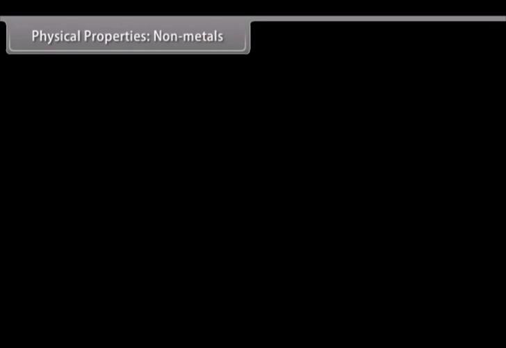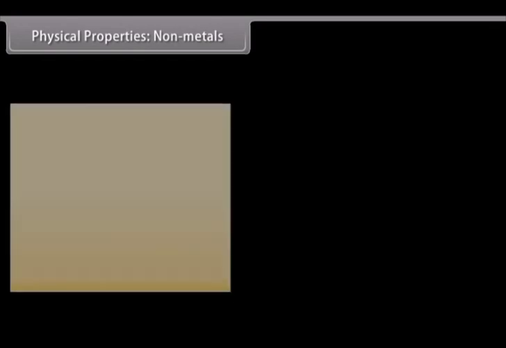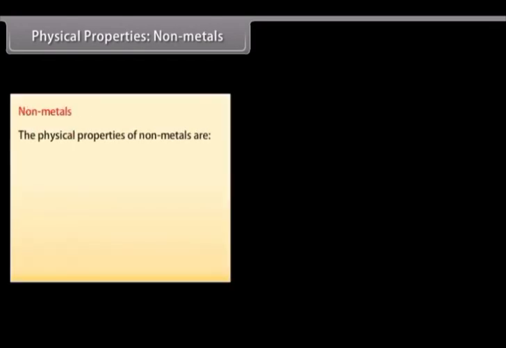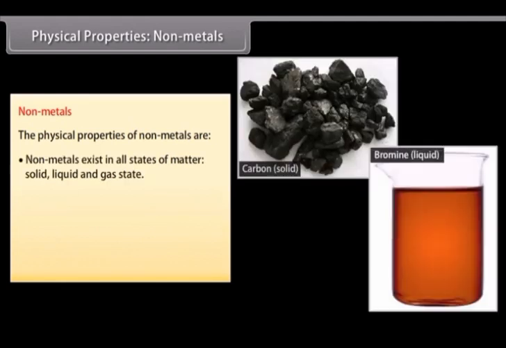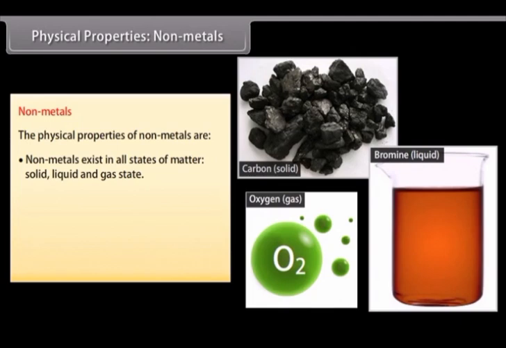Physical properties. Non-metals. Let us now look at the physical properties of non-metals. Physical state. Non-metals exist as solid, liquid, or gas at room temperature. Gas: oxygen, chlorine, fluorine. Liquid: bromine. Solid: carbon.